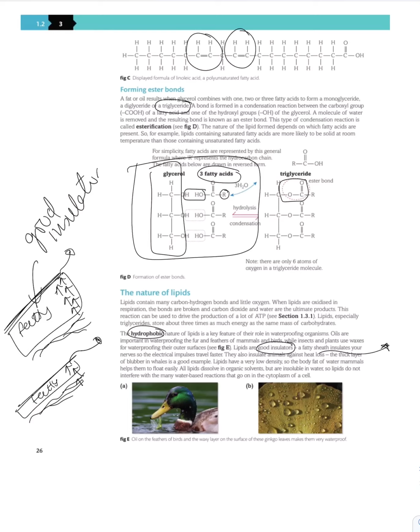Lipids have a very low density, so the body fat of water mammals helps them to float easily. Good thing. So low density so they can float. All lipids dissolve in organic solvents. So organic solvent, that will be an alcohol, such as acetone, but are insoluble in water, so lipids do not interfere with the many water-based reactions that go on in the cytoplasm of the cell. That's good.